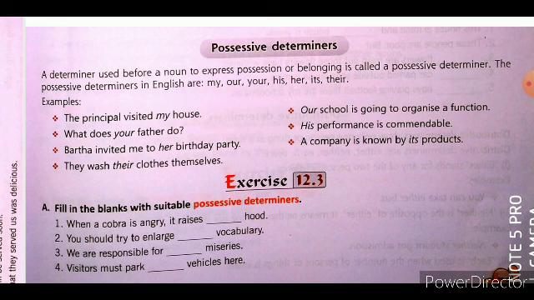Now the second one is possessive determiners. It is parallel to a possessive adjective, my dear students. A determiner used before a noun to express possession or belonging is called a possessive. The possessive determiners in English are also adjectives. Now you can see: the principal visited my house.